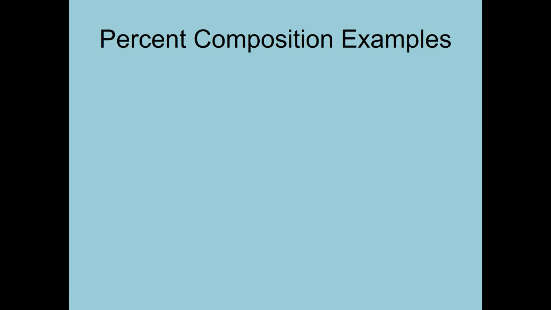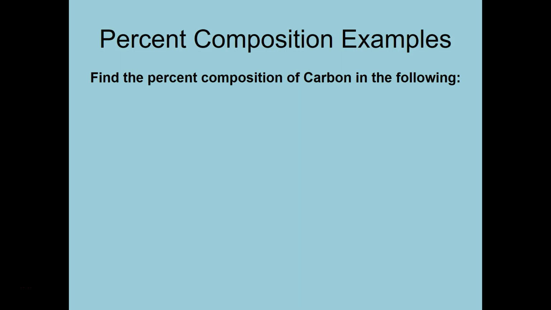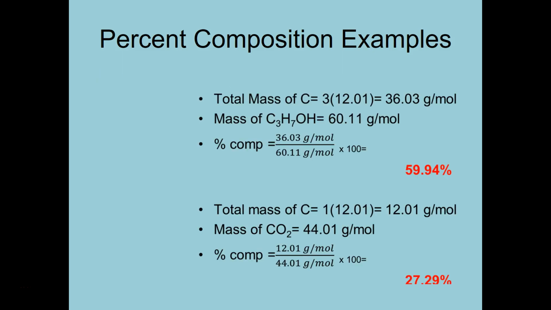So let's look at some examples together. You are asked to find the percent composition of carbon in the following: C3H7OH, all right? And CO2. So let's look at how we would have solved both of those.